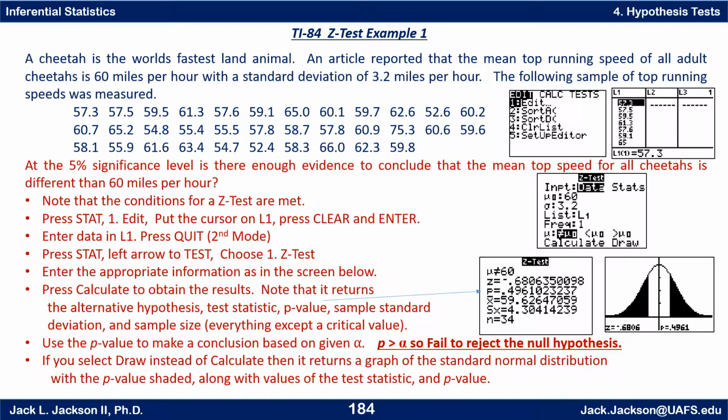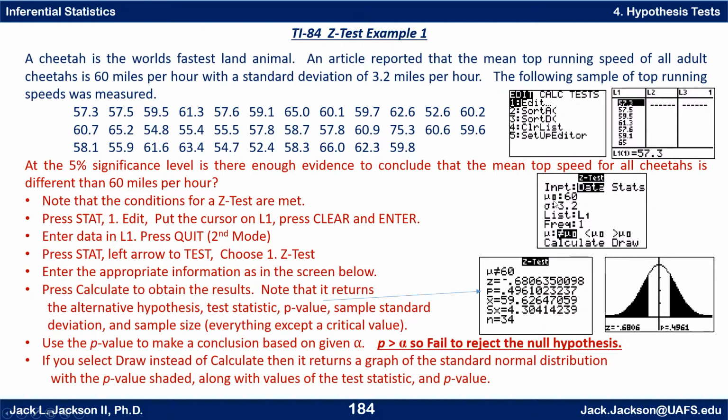Now, the next thing we do is to go to a z-test. Okay, remember I just told you how to do that. It's Stat, left arrow to test, choose the first one, z-test. And then in this case, we have our data in a list. Just like for the z-interval, we choose data. If we already have the mean figured out and the sample size figured out, we could use statistics for that instead. But in this case, we've got the raw data, so we click on Data here.